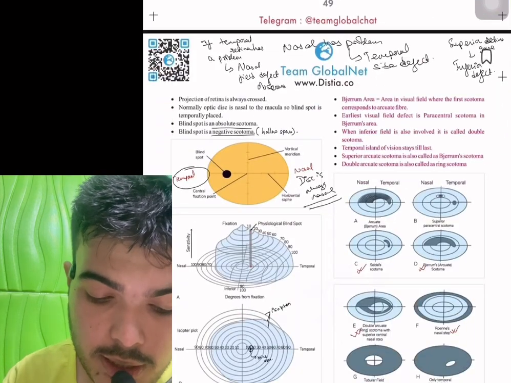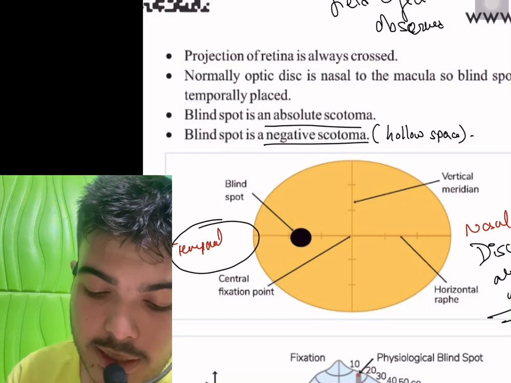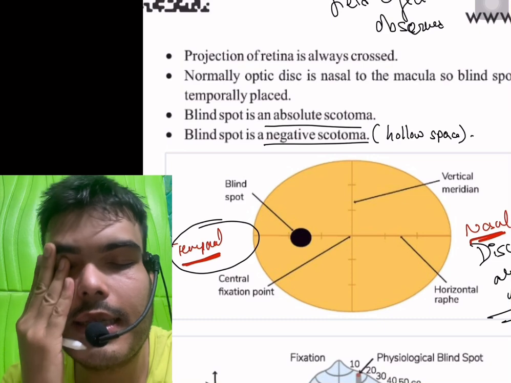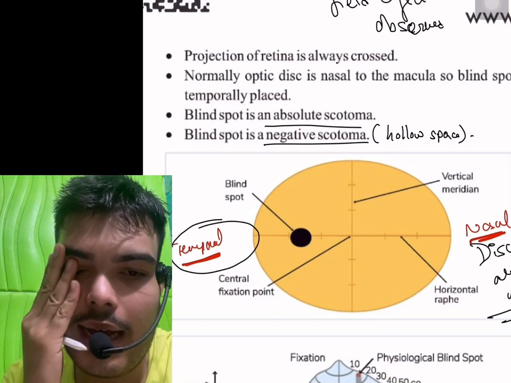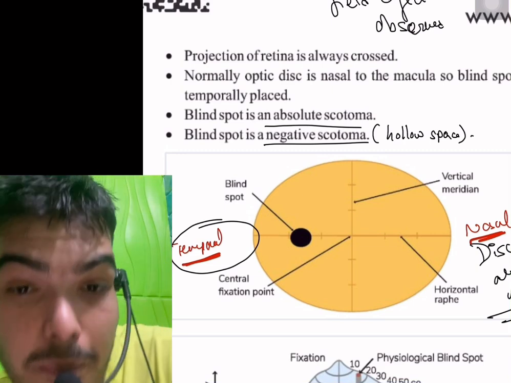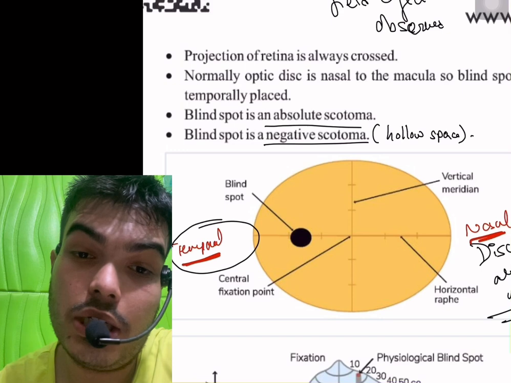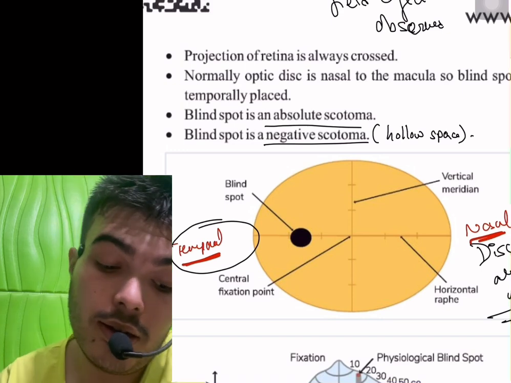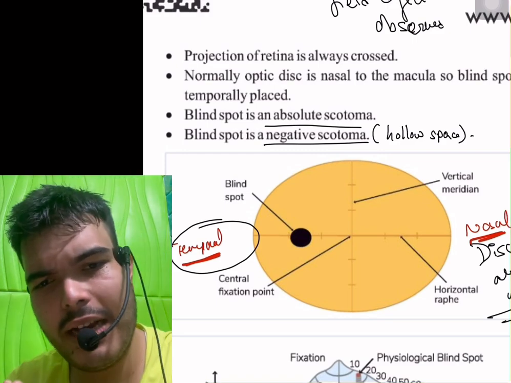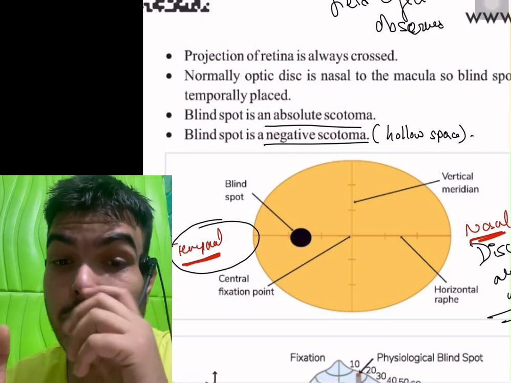Okay, so suppose this is a blind spot, right? So this is a blind spot. This is the temporal aspect, this is the nasal aspect. Now you might be thinking the disc is nasal to the macula, and initially I said the disc was the area of the blind spot. So why on earth in this visual field chart is the blind spot in the temporal area? So that's actually a rule, that's actually a presentation.